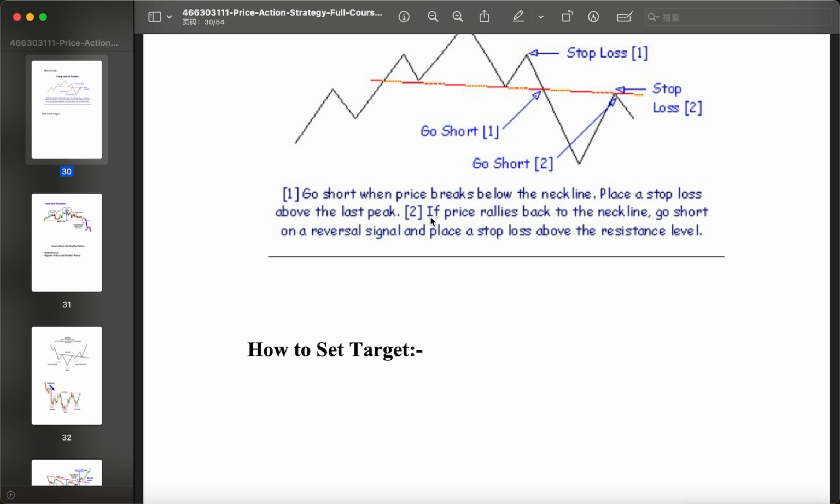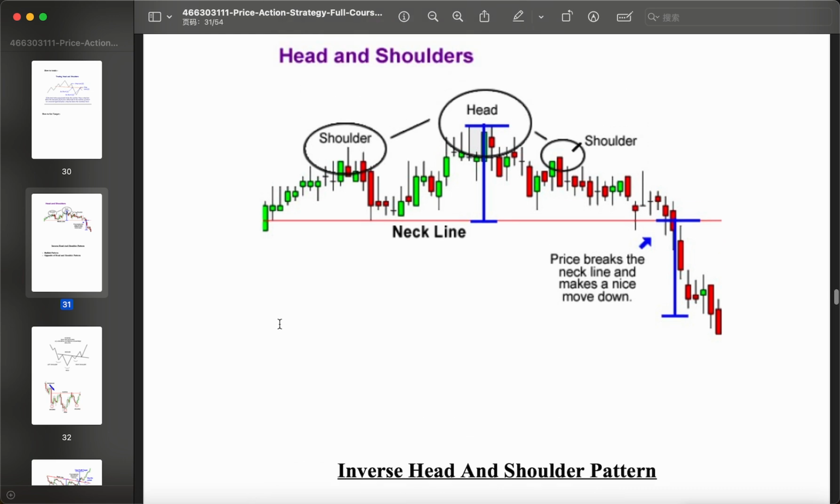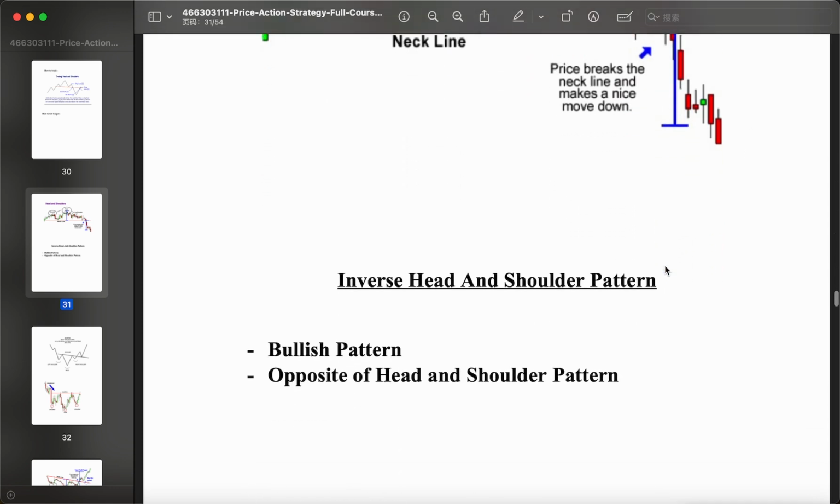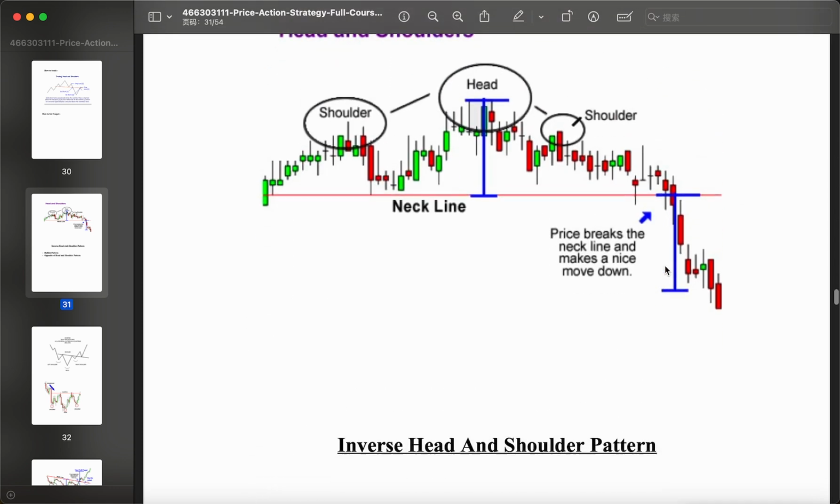So the second short would be if price rallies back to the neckline, go short on the reversal signal and place a stop loss above the resistance level. So how do we set the price target? This is a candlestick version of head and shoulders. We're seeing this neckline. We're seeing the price break the neckline and make a nice move down. All right, so the blue area is where we put the profit limit.